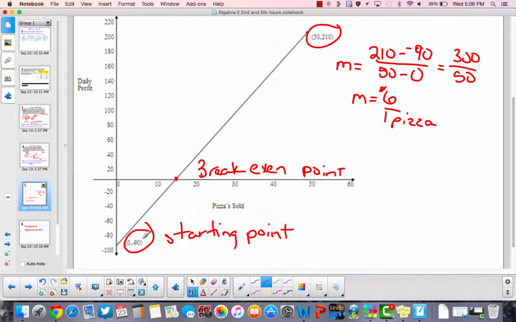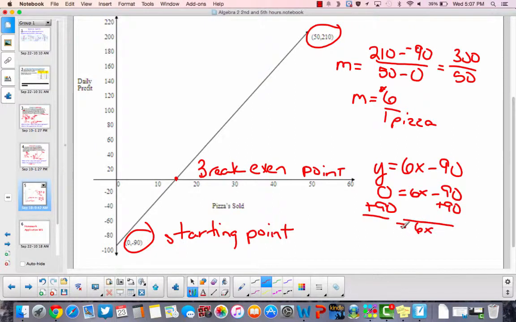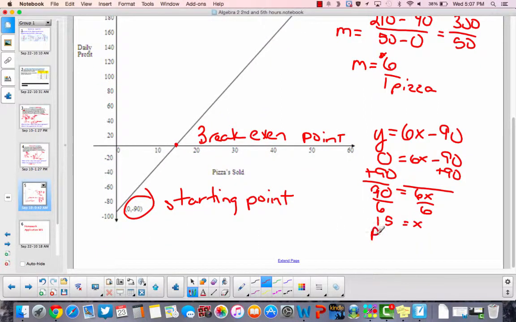Well, I know my slope and I know my y-intercept. Can I write my equation? y equals 6x minus 90. To find my x-intercept, I put a 0 in for y. So I'm going to solve for x. I'm going to add 90 to both sides. I get 6x equals 90. Divide both sides by 6. I get x equals 15. She has to sell 15 pizzas just to break even.